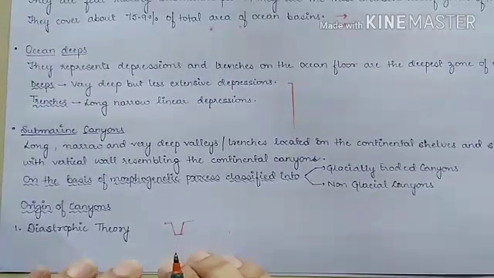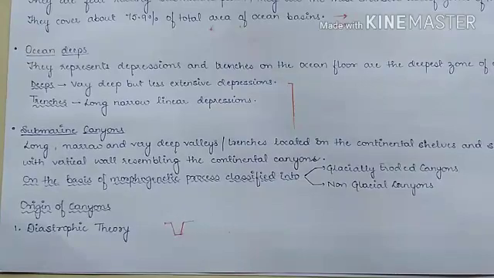Similarly, we can also say that warping or steep folding can give birth to a synclinal basin or synclinal trough, which also represents submarine canyons. So this was the first theory, but this diastrophic theory was criticized mainly on three counts.